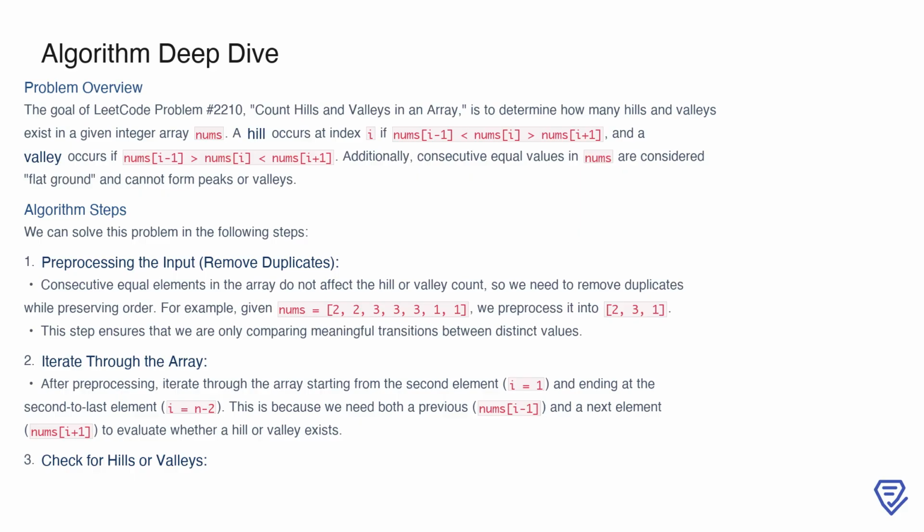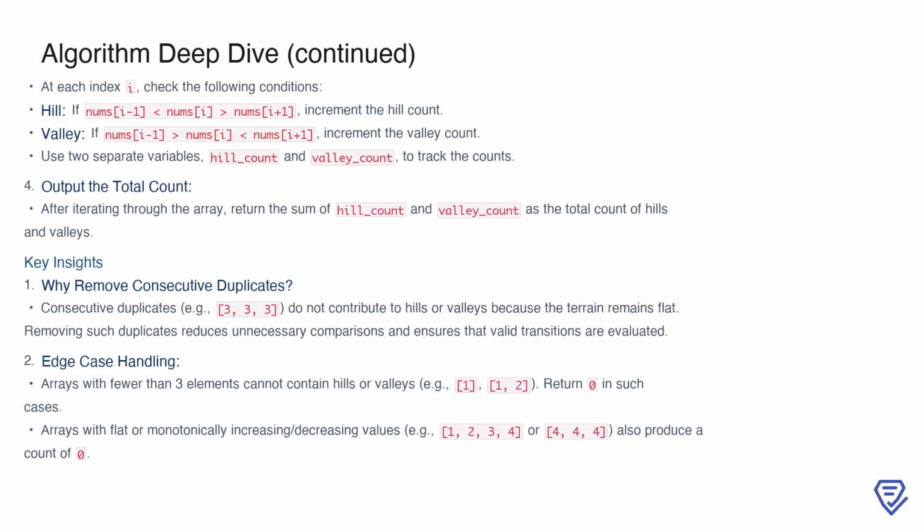to hills or valleys. This means we first need to pre-process the array to remove these duplicates while preserving the order, reducing it to 2, 3, 1. Once we have this cleaned up array, our next step is to iterate through it, starting from the second element and ending at the second to last element, as we need both a previous and next value to evaluate hills and valleys. Now, at each index during the iteration, we check two specific conditions.